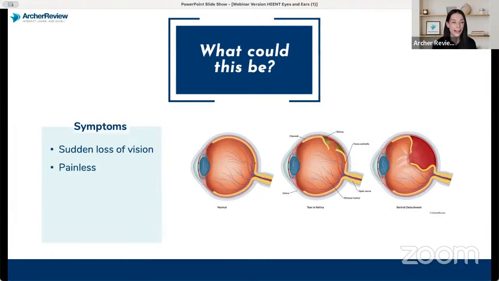But always look for that key word in exam questions of painless, because this is one of the only eye exam questions that has painless in it. Most eye things are very painful. If you've ever gotten a hair in your eye, even, it's very uncomfortable. But retinal detachment is one that is painless.